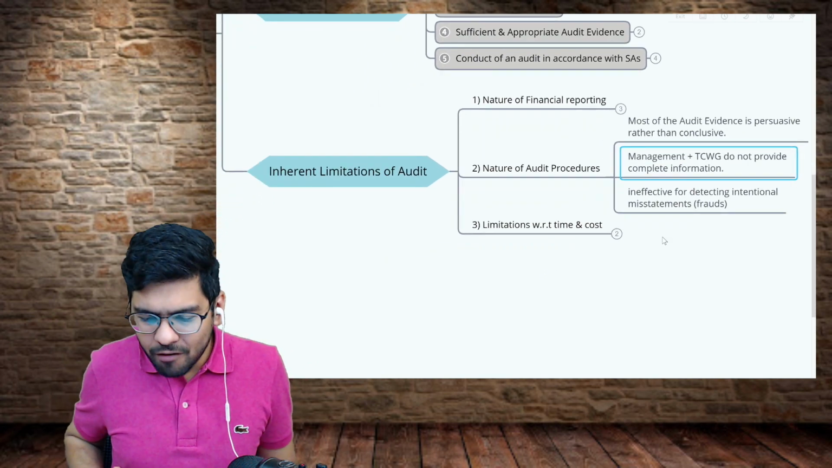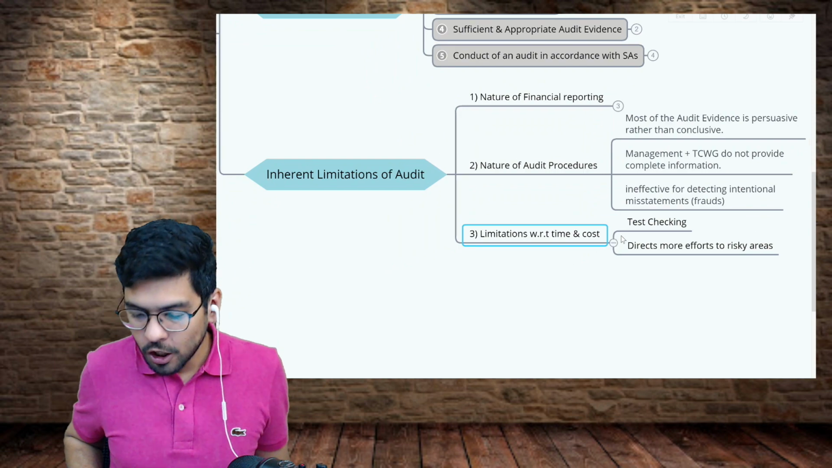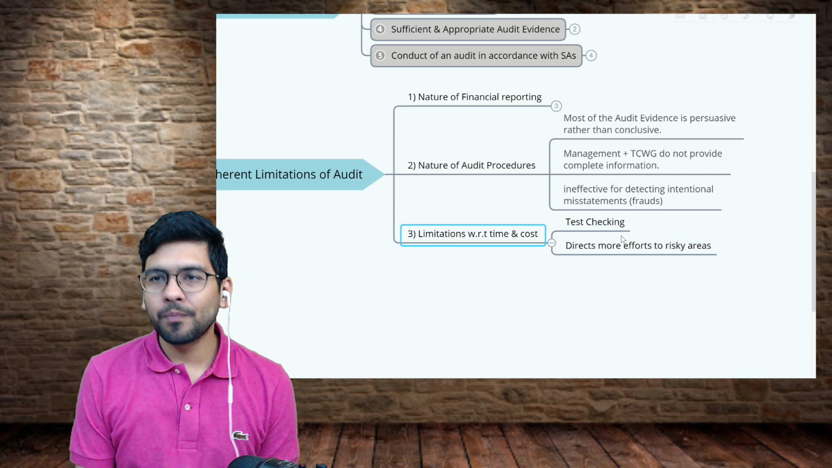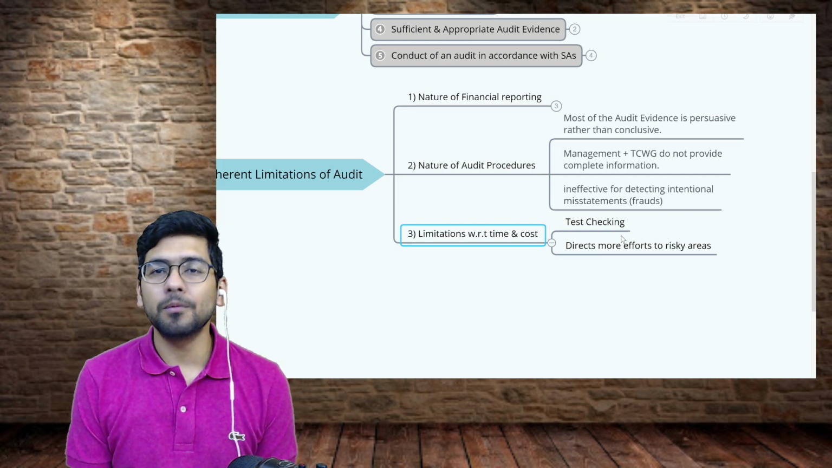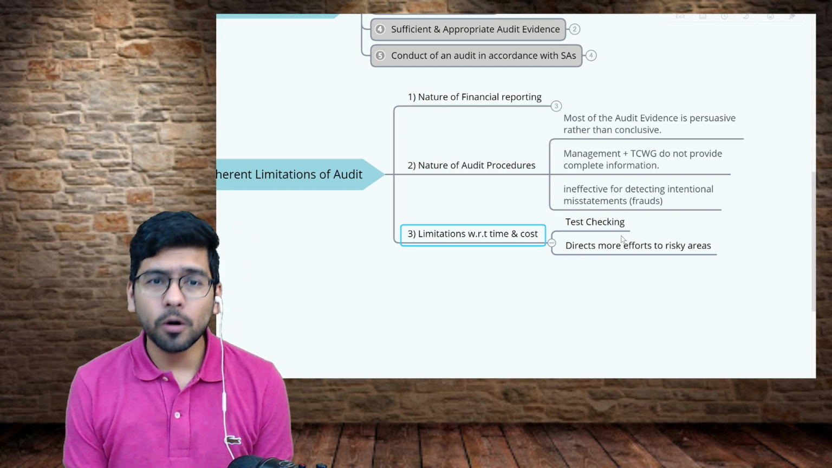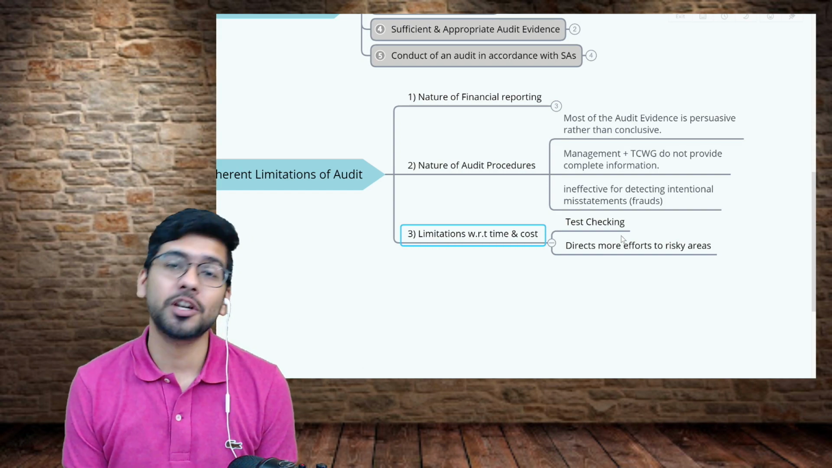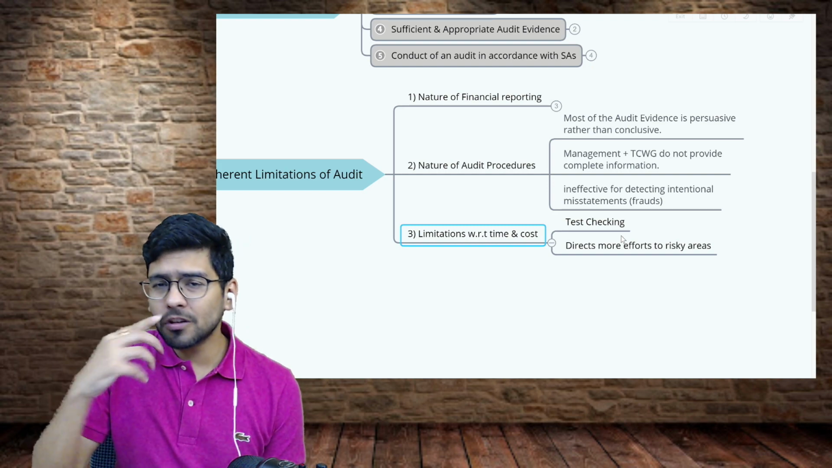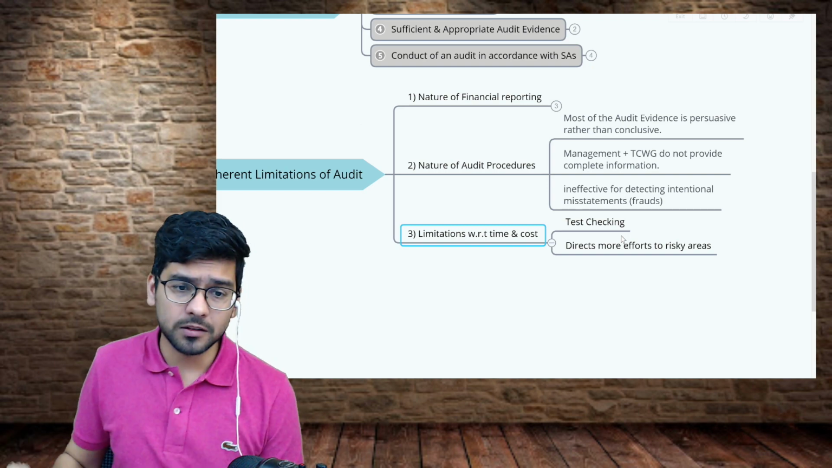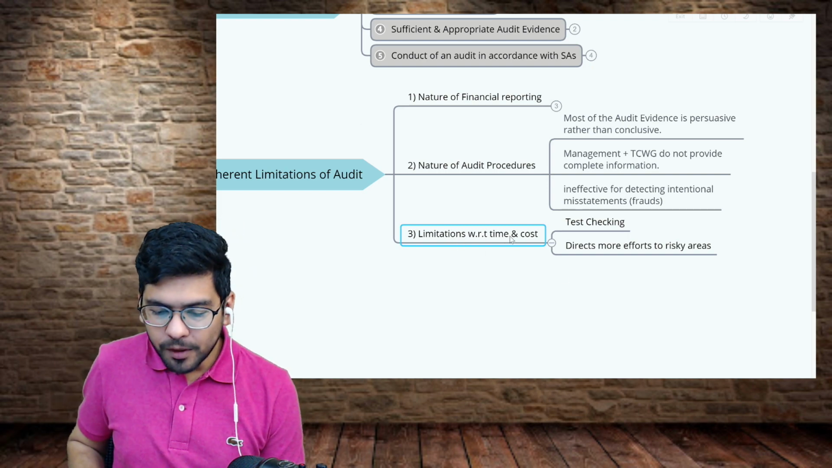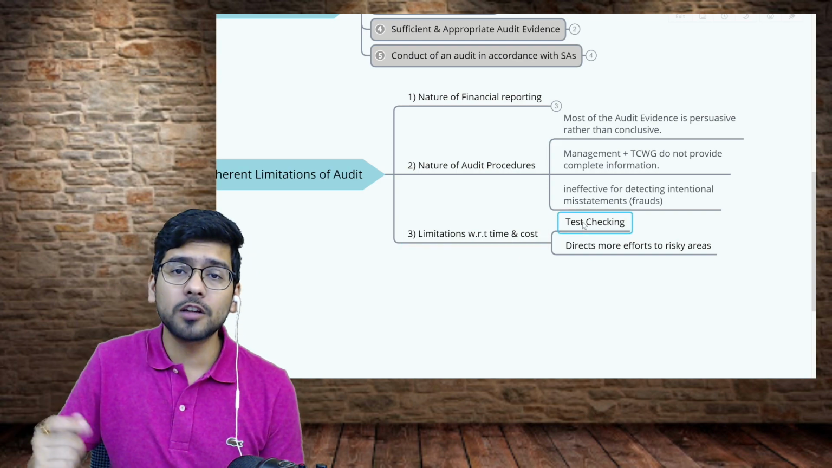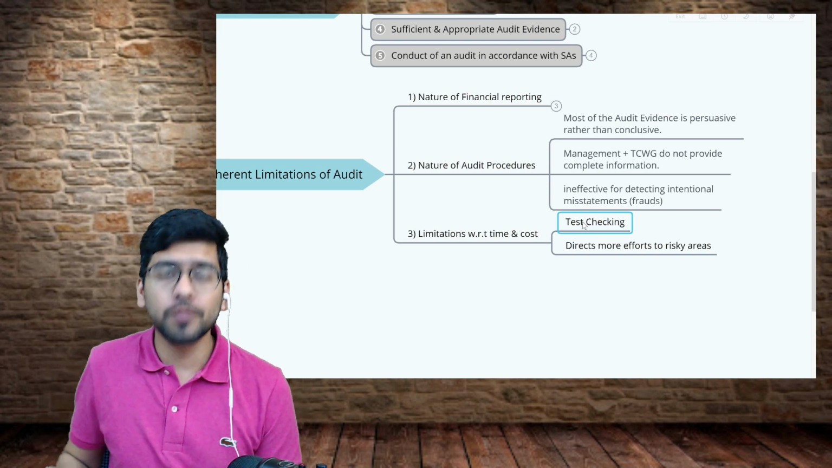Then we have one more limitation with respect to time and cost. If you are a company, I have to do the audit and give the audit report before the AGM, at least 21 days before the AGM, so that the notice along with the audit report and the annual reports can be sent to the shareholders. So I'm bound by time here, and because of this, if it is a huge company, I'll never be able to check 100% of their transactions. So in case of limitations with respect to time and cost, do mention the word test checking. The auditor resorts to test checking, he resorts to sampling, he cannot check 100% of the transactions.